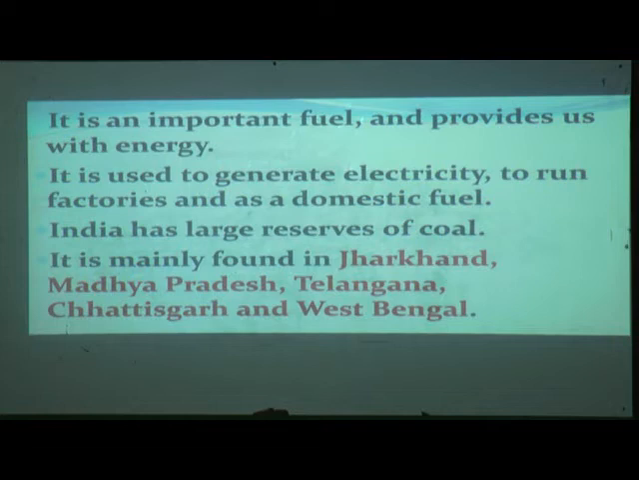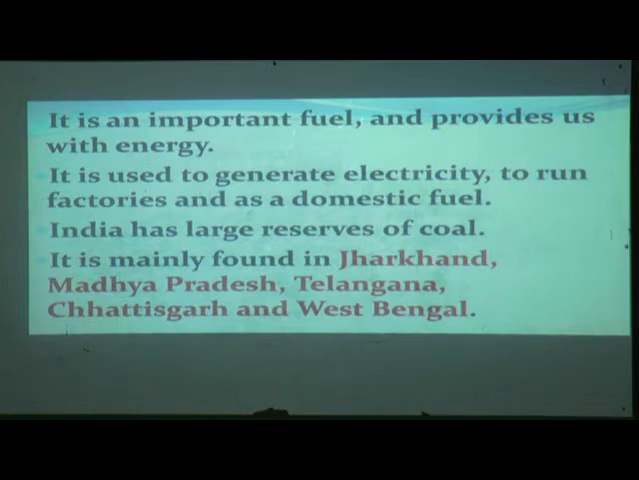It is an important fuel and provides us with energy. Why is coal important? Because, students, from coal we can get energy. What type of energy will we get? We get light, electricity. So it is very important. It is used to generate electricity, to run factories, and as a domestic fuel also.